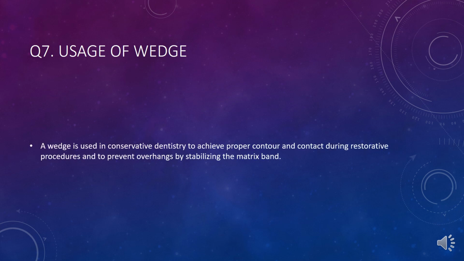A wedge is used in conservative dentistry to achieve proper contact and contour during restorative procedures and to prevent overhangs by stabilizing the matrix band.